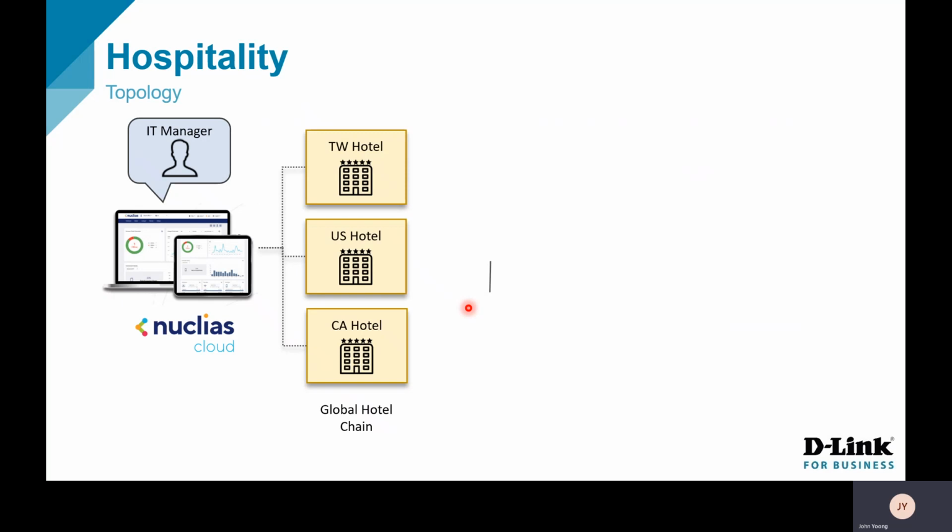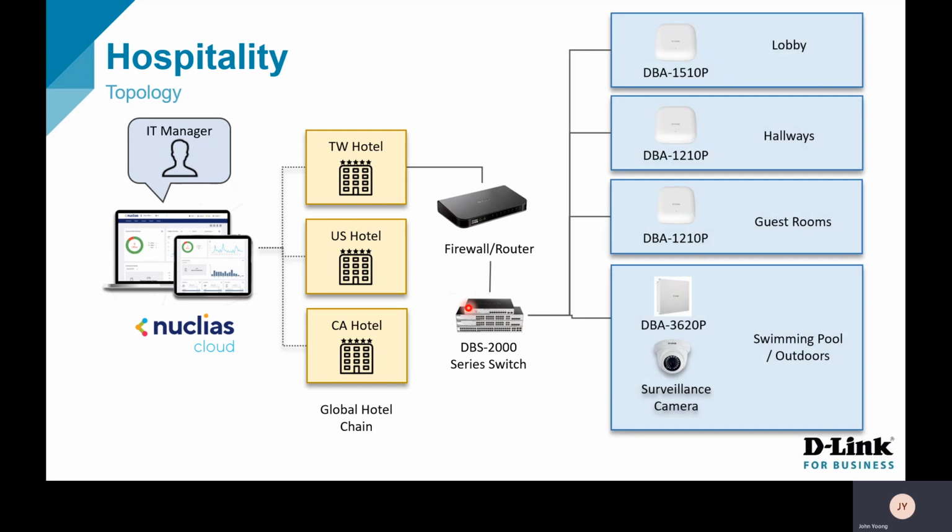So the topology under the hotel: the IT administrator using the Nuclias Cloud portal is able to see all the organizations, the different hotels in different locations, and will be able to manage individual devices behind. So we have a firewall, we have a core switch, followed by all the edge switches. For the edge switch, we have the DBS-2000 to PoE all the APs, all the DBA series, and even the camera itself.